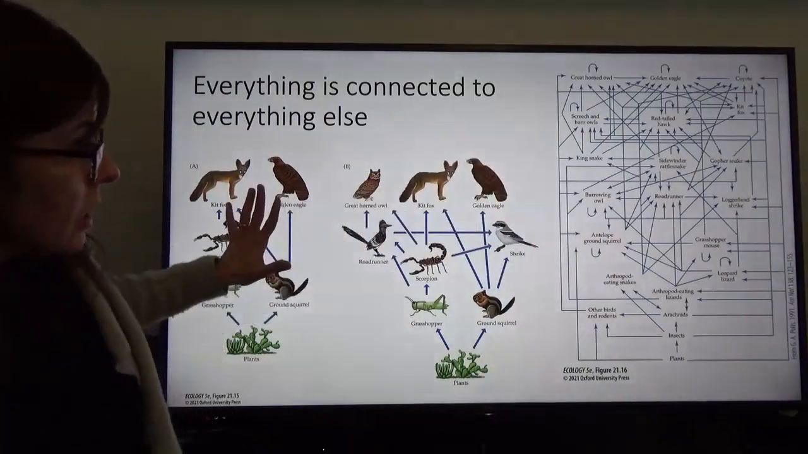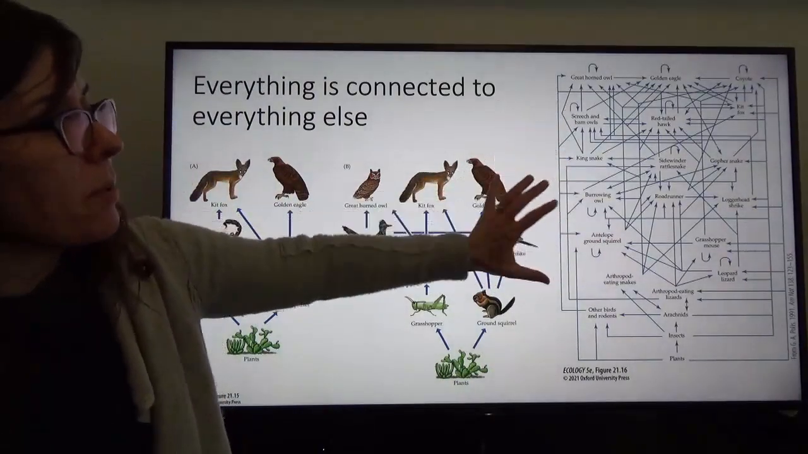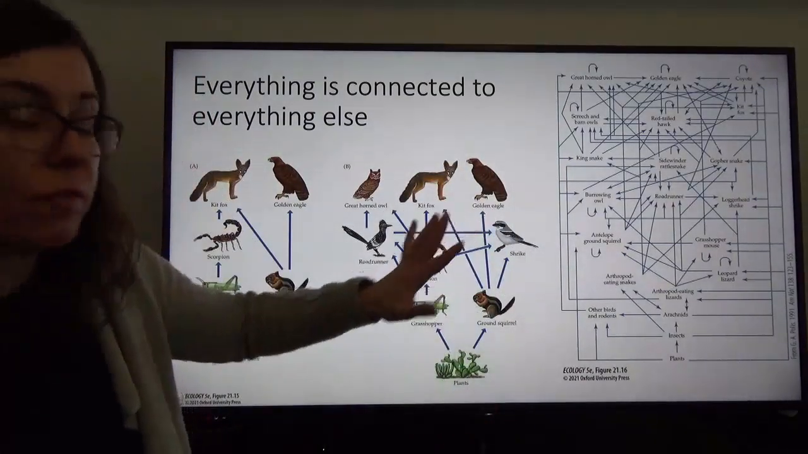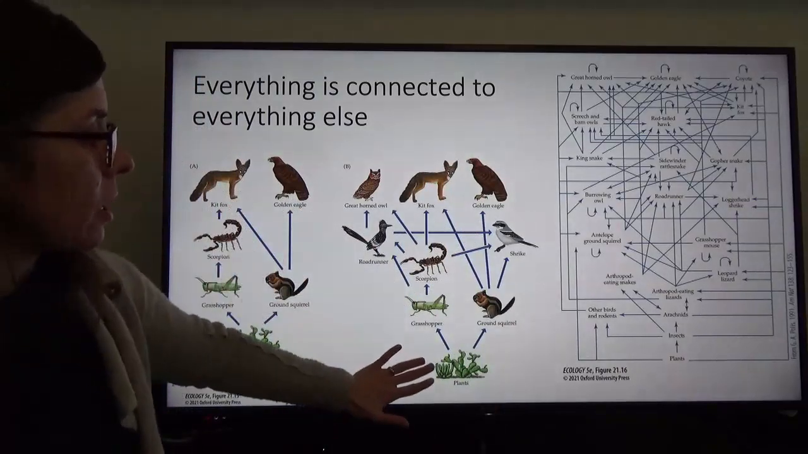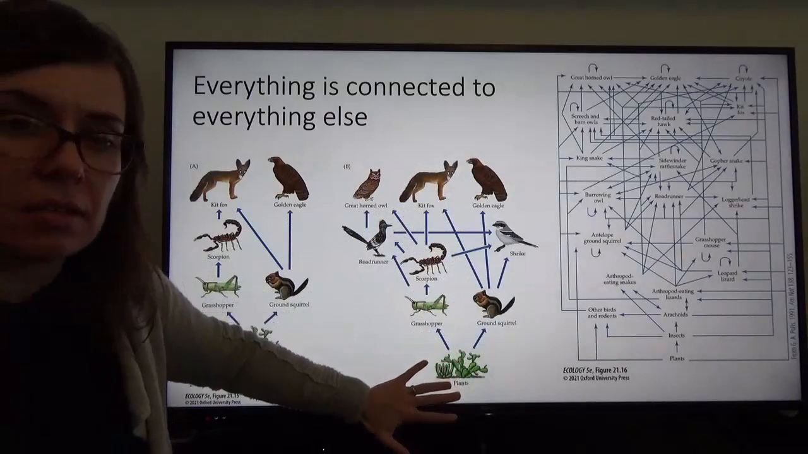So as you add realism to your food web, it becomes very, very complicated very quickly, and it's really hard to interpret these energy flows. So these more simplistic diagrams really help you to understand what the key energy flows are in an ecosystem.